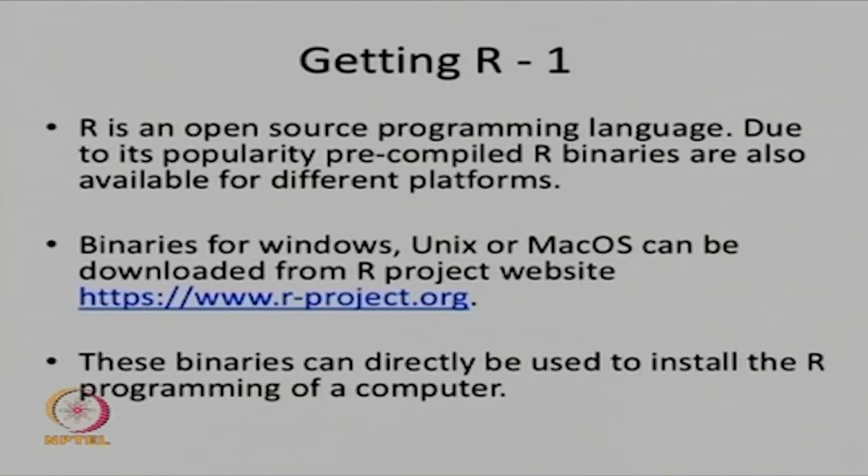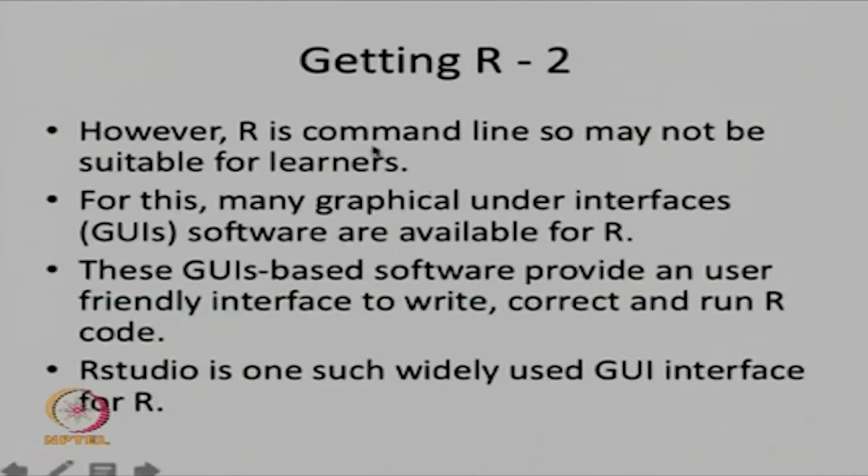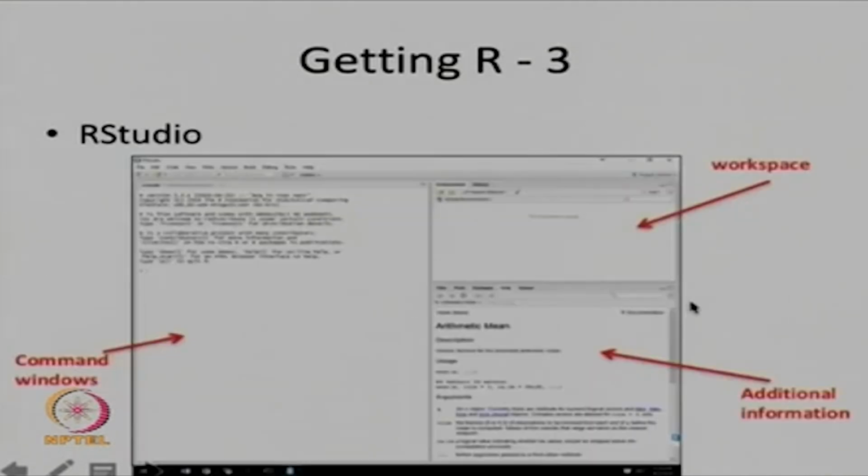You can download R from rproject.org, and depending on the software interface, whether Windows, Unix or Mac OS, you can download the appropriate file and install it. Because it is a command line interface, people have developed software based on R which have a GUI, and RStudio is one such. This is just a print screen of how RStudio looks. This is the command window where we type in numbers or whatever we need to do. This is the workspace which stores all the data that we generate, and here you are provided additional information on how to use it or what something means.